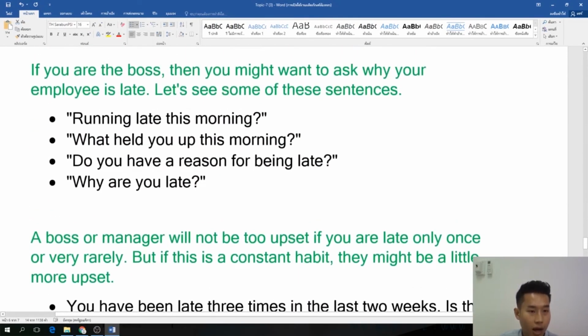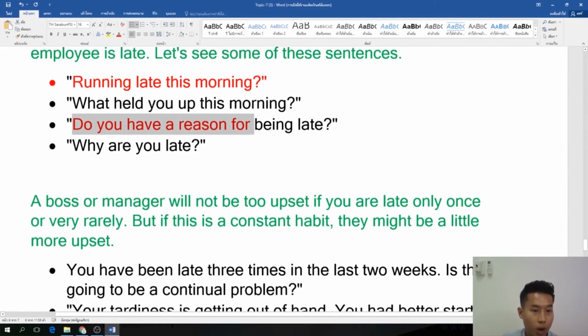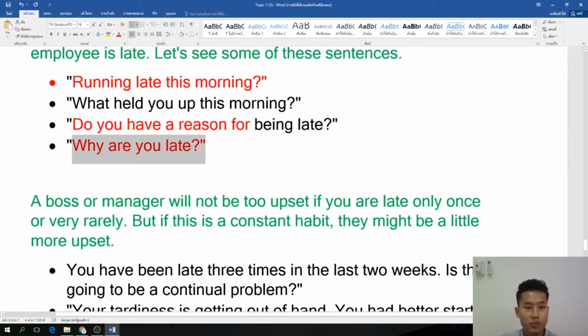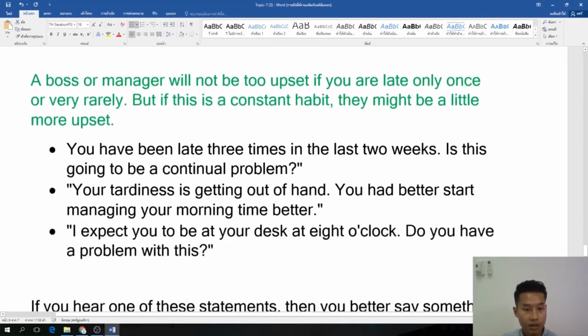This is very important: running late. Your boss might ask you, do you have a reason? Why are you late? The words here are very simple. Your boss might ask, running late this morning? Are you late this morning? What held you up this morning? What held you up? Ask me why you are late. Do you have a reason for being late? Can you give me a reason why you are late? The same thing here.